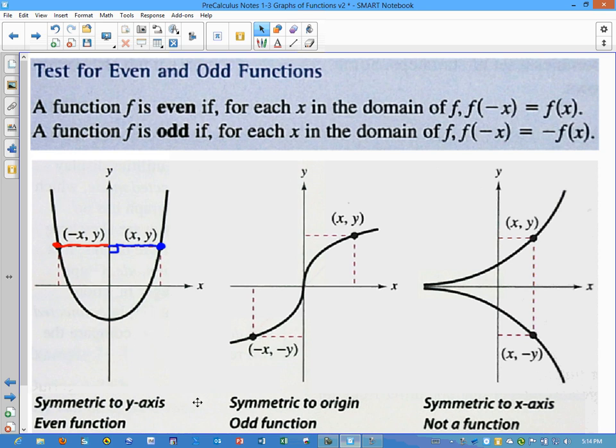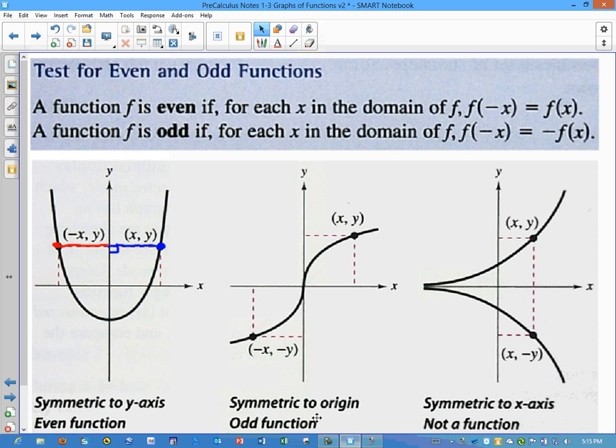Now, I'm going to skip the middle one for a second. This one has left-right symmetry. If it has up-down symmetry, in other words, this segment, if you continue it through to down here, this has up and down symmetry. So this is symmetric with respect to the x-axis. However, this would not be a function because it would fail the vertical line test. So left-right symmetry is a function. Up and down symmetry is not a function. So this is simply neither even nor odd because it's not a function to begin with.